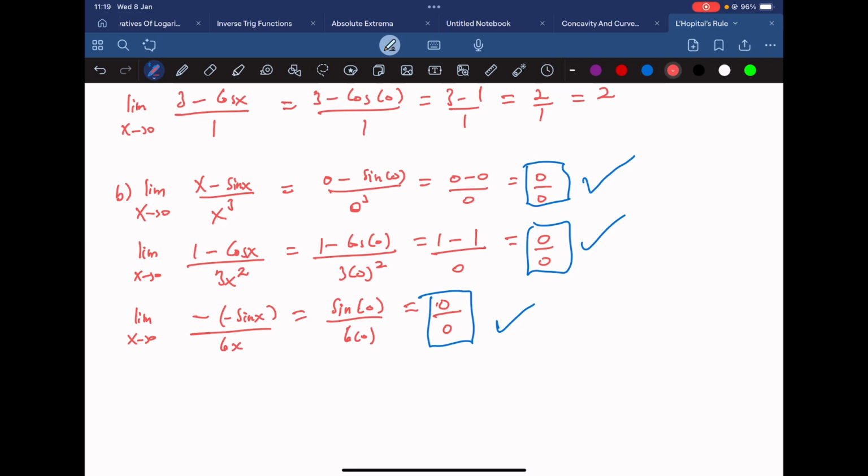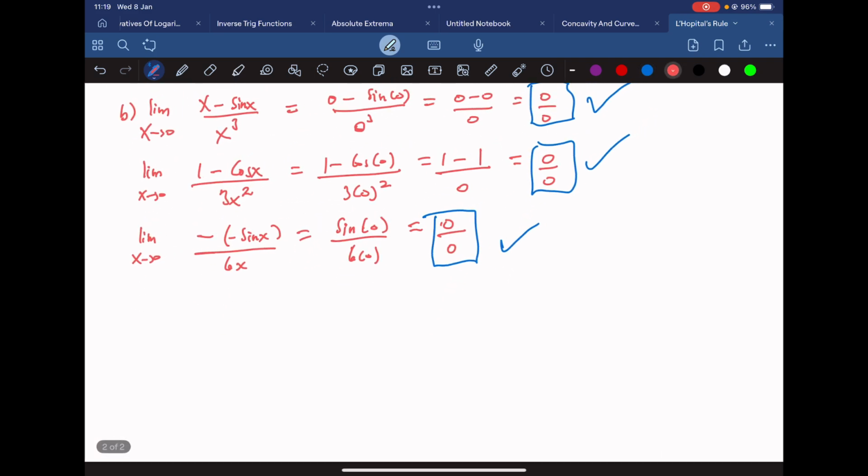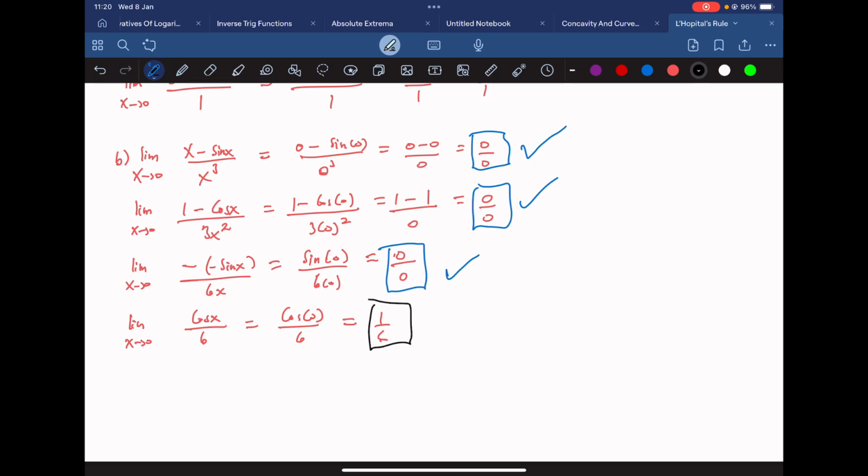So now we keep on differentiating till we get a solid answer. Remember, negative and negative cancel out, so we have just positive sine x. If we differentiate sine of x, you have cosine of x here. And if we differentiate the denominator, you have positive 6. Now if we put in 0, you have cosine of 0 over 6, and this is equal to 1 over 6. This is your final answer. So in L'Hopital, you will keep on differentiating both the numerator and the denominator till you get a solid answer.